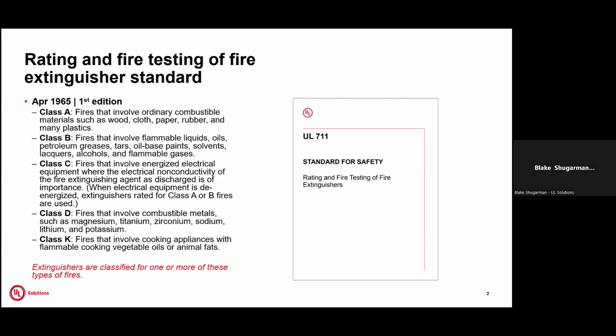Class C is for energized electrical equipment, where the electrical non-conductivity of the fire extinguishing agent is of importance. Class D is for fires that involve combustible metals. And Class K is for flammable cooking vegetable oils or animal fats. And extinguishers are classified for one or more of these types of fires.